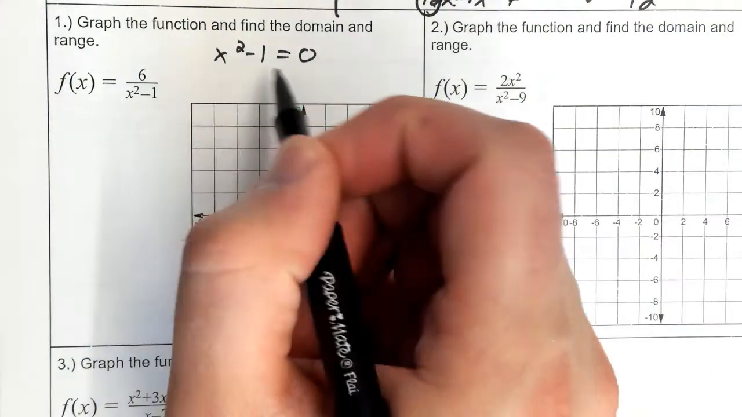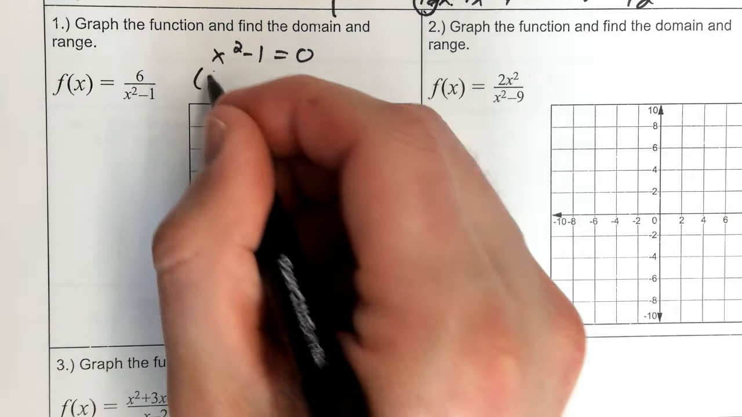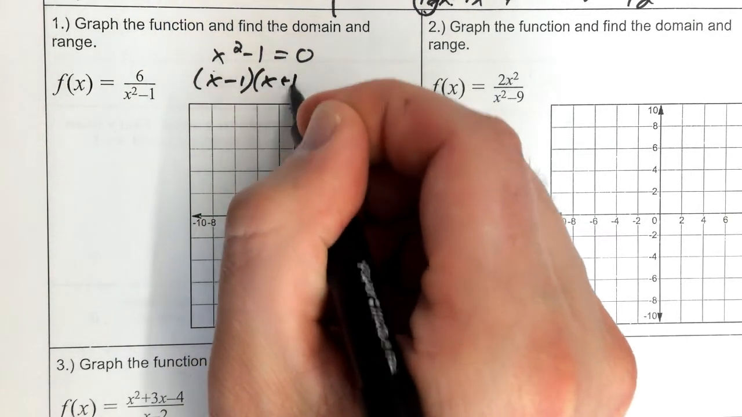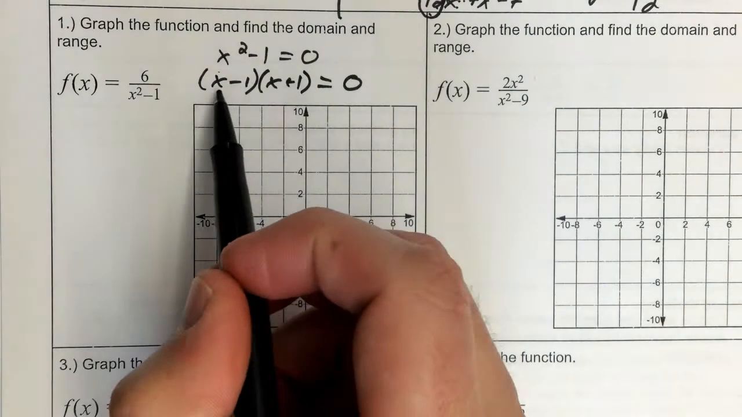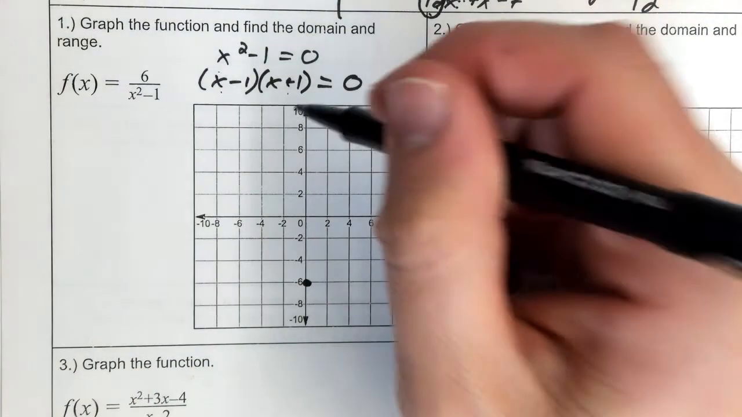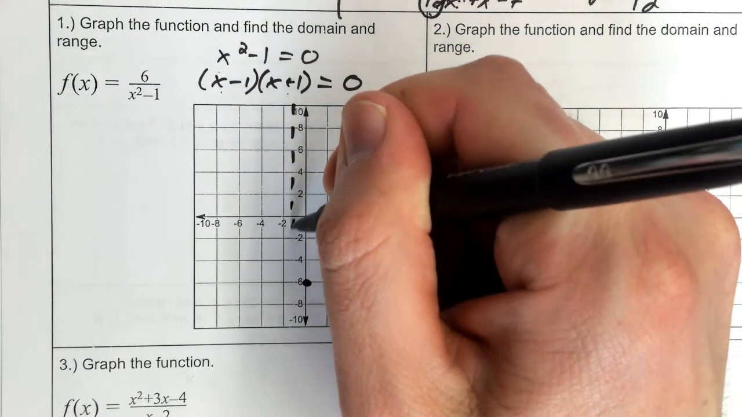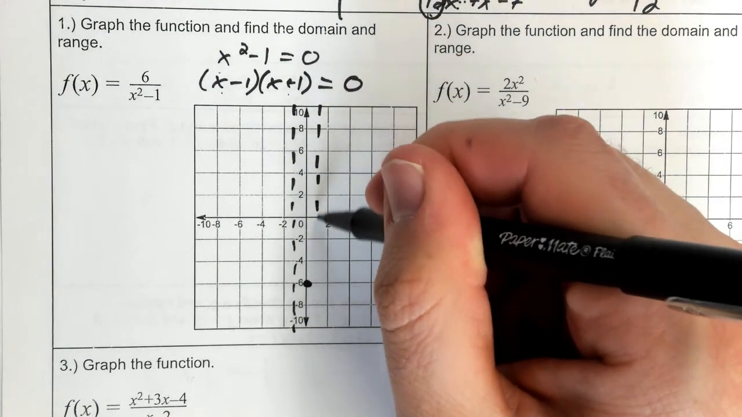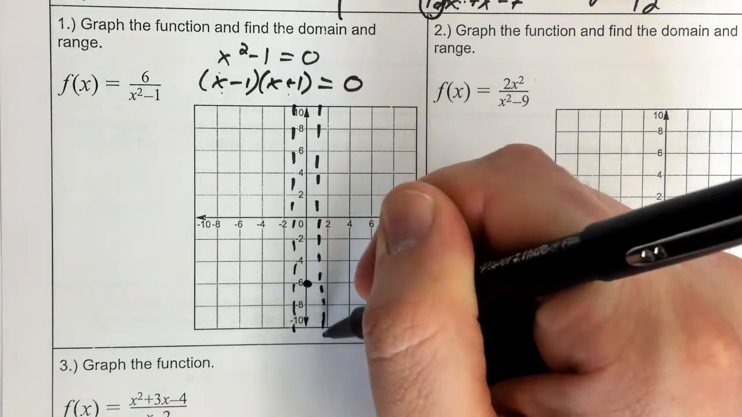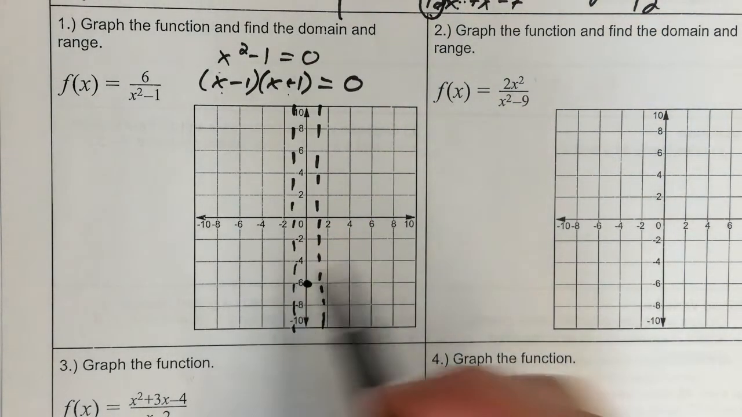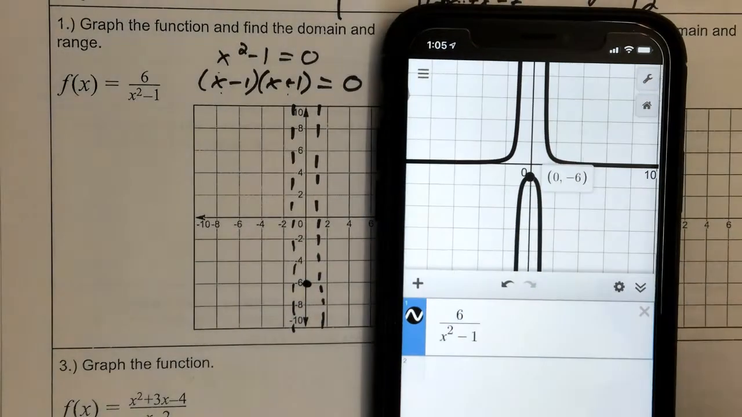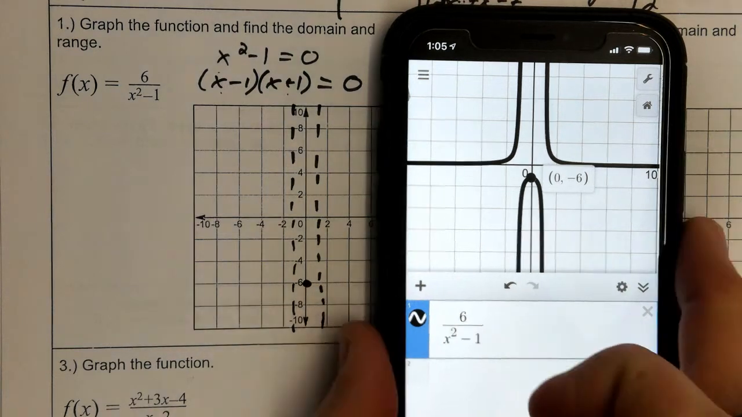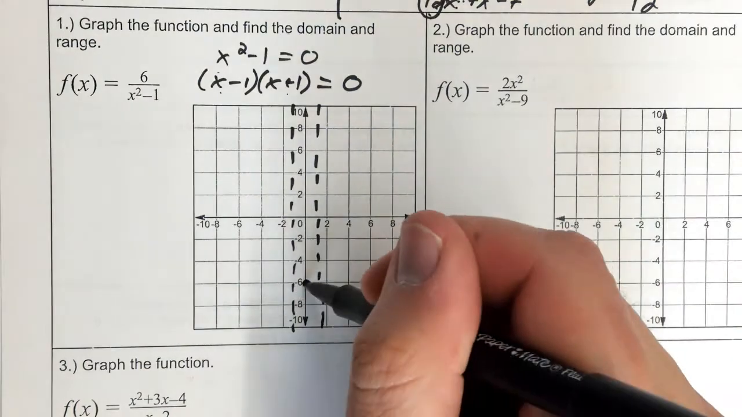And so x squared minus 1 equals 0, that's a difference of squares. That breaks into x minus 1 and x plus 1. So that will happen whenever x is 1 and x is negative 1. So I can sketch those vertical asymptotes in. Just like with other rational functions, I'm really only worried about the asymptotes and the behavior in between them. So for instance, you could see from the graph over here, we've got this kind of upside down parabola looking thing here with a maximum at -6. I'm just going to sketch that in.